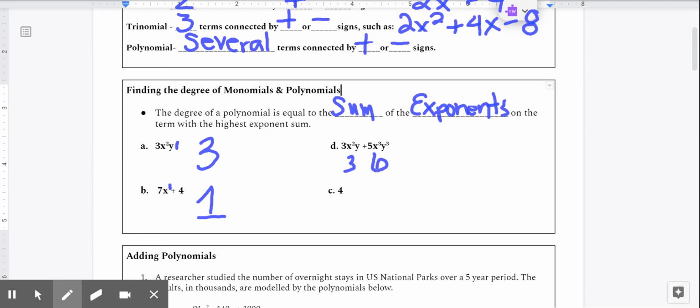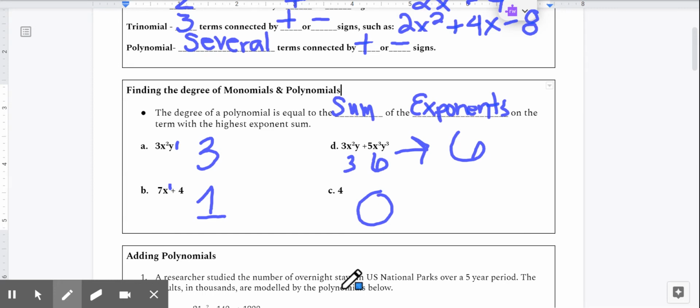And we said the degree is equal to the sum of the exponents on the term with the highest exponent sum. Well, 6 is greater than 3. Therefore, the degree on this term is 6. Okay, so that 6 is the highest term, making the overall degree 6. And our last one here, all we have is 4. And like we just said before, if there is just a constant, then we don't have to count any exponents there. There aren't any exponents, or the exponent would be like a 0, and therefore our degree here is 0.